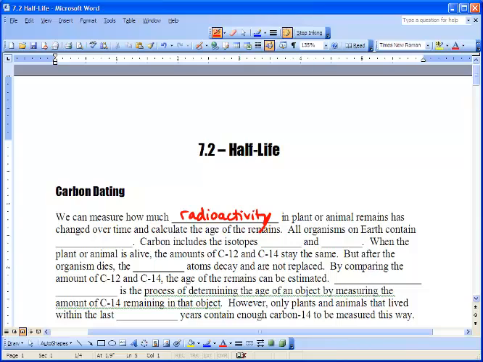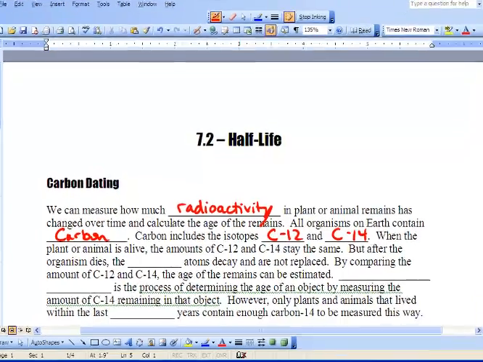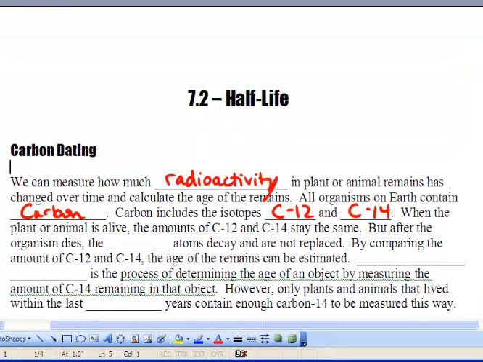All right, so all organisms on Earth contain carbon. And carbon is really cool because it includes C12, which is an isotope, and C14. And remember, we talked about isotopes, and there are different versions of the same element. So when a plant or animal is alive, the amounts of C12 and C14 stay the same. They have a certain ratio, and they just stay that way when you're alive. But after the organism dies, the C14 atoms start to decay and they're not replaced, and that gives us an indication of how old something is. Now, by comparing the amount of C12 with C14, the age of the remains is estimated.